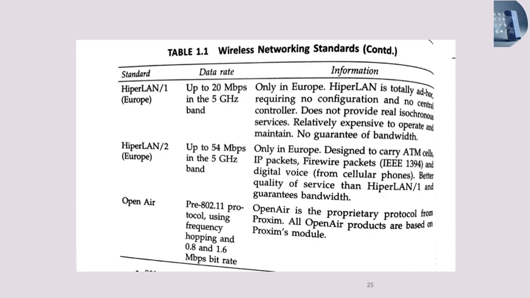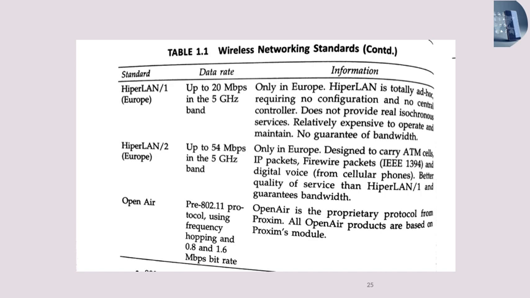The next standard name is OpenAir. It is a pre-802.11 protocol using frequency hopping and 0.8 and 1.6 Mbps bit rates. OpenAir is the proprietary protocol from Proxim. All OpenAir products are based on Proxim's module. So Proxim is a vendor or company.